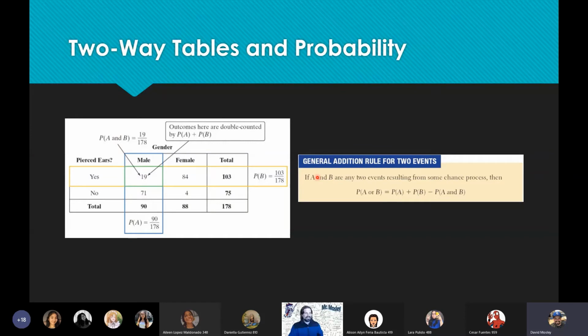And so that gets us to our general addition rule for these two events. If A and B are any two events resulting from some chance process, then the probability of A or B equals the sum of those two probabilities, P of A plus P of B, minus the probability that both events occur at the same time, the and event. Which is what we did, right? We subtracted that P of males and pierced ears, that 19. And that accounts for the double counting. So we have the general addition rule for two events.